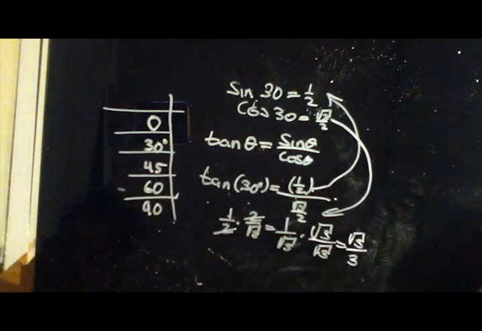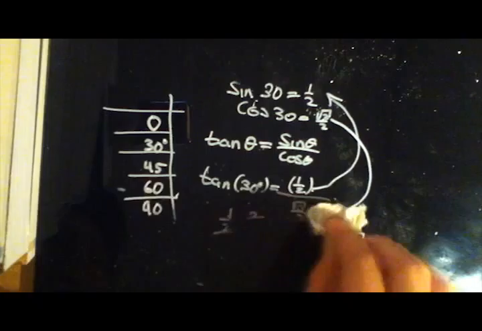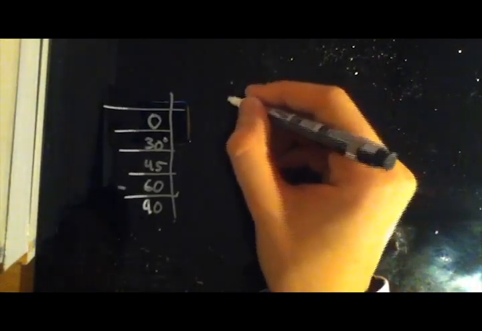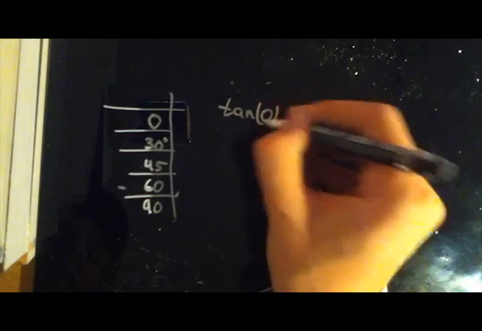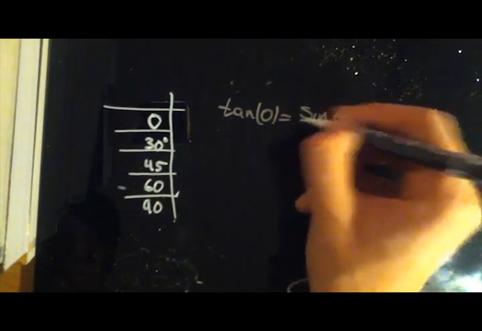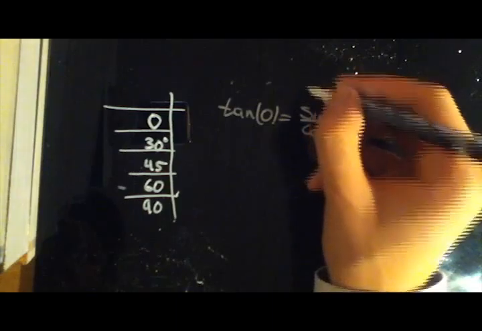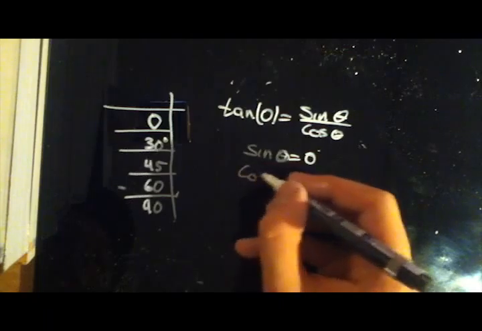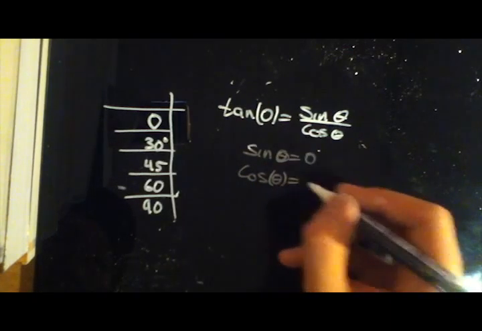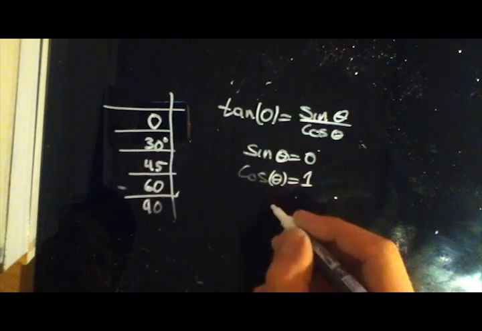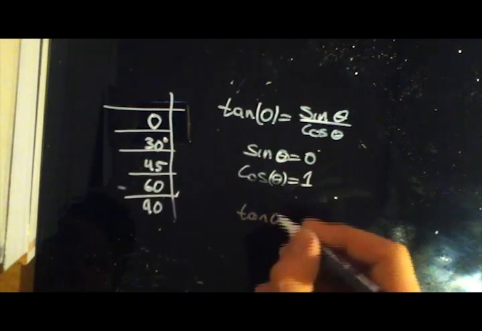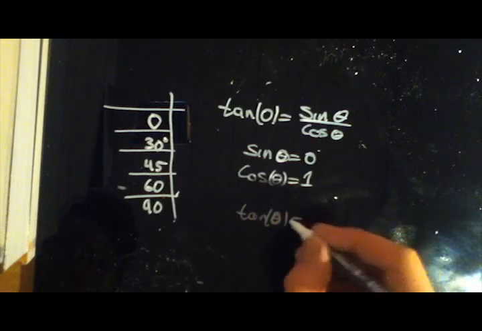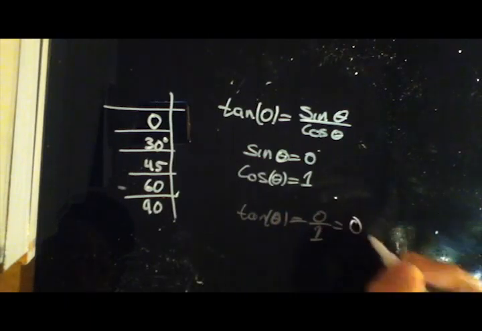Now you can do this pretty much for all angles from 0 to 90 if you wished, but you're going to encounter a problem with tangent when it comes to 90 degrees, and I'll show you why later. Let's do tangent of 0 degrees. That's sine of 0 divided by cosine of 0. We know that sine of 0 is 0 and cosine of 0 is 1. So tangent of 0 is 0 over 1, which is 0.